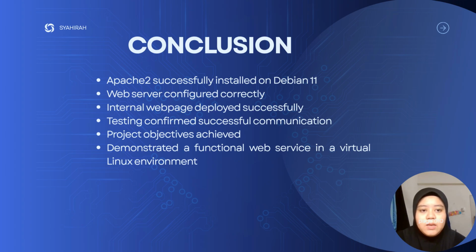In conclusion, the Apache 2 web server was successfully installed and configured on Debian 11. The custom web page was deployed successfully, and all testing confirmed that the web service was working correctly. The client was able to access the web page through the internal network, proving that the project objective was achieved.